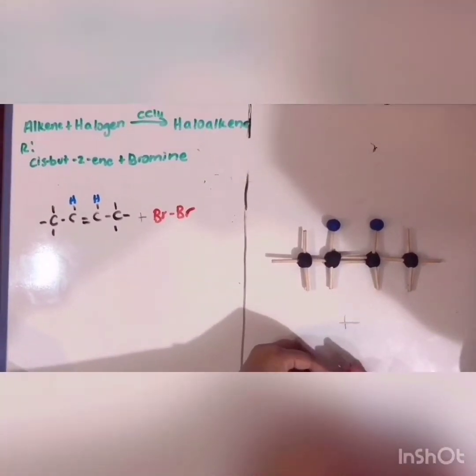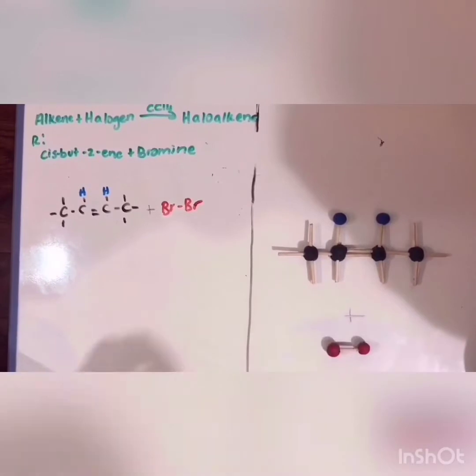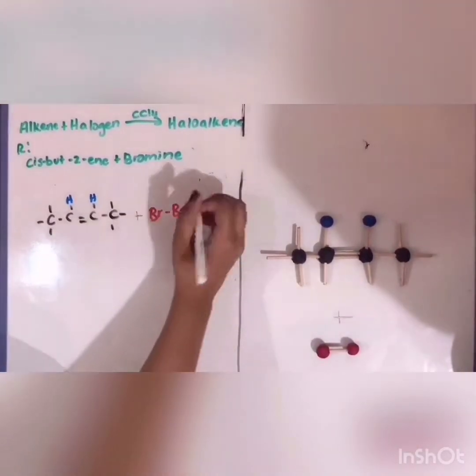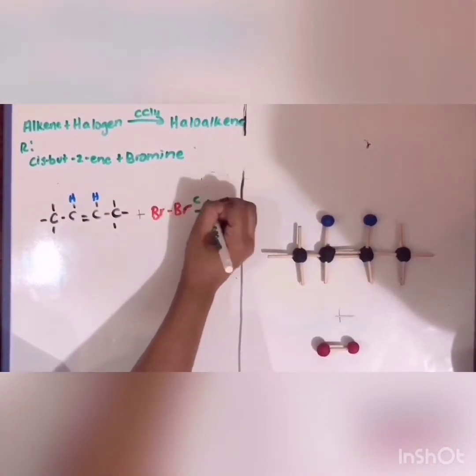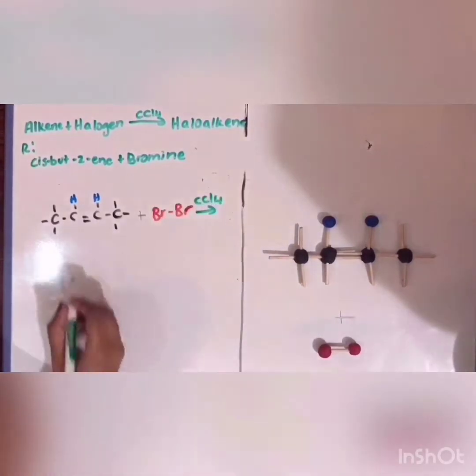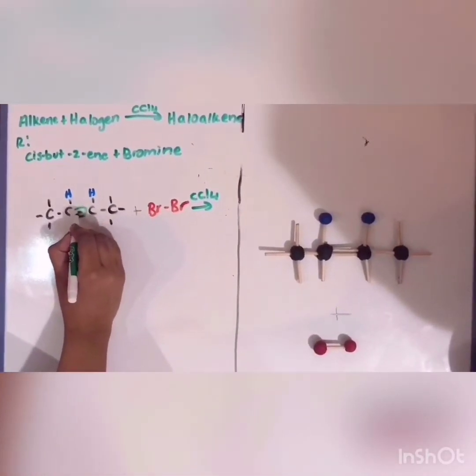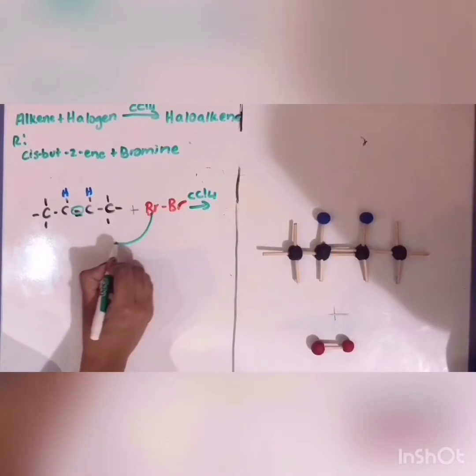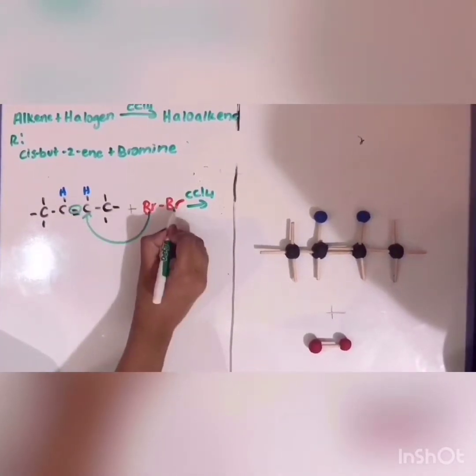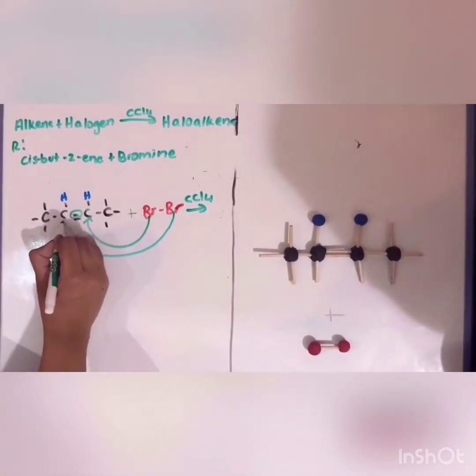Now let's indicate this reaction in the 3D model. We're going to have a catalyst of CCl4, and I didn't mention the purpose of the catalyst before, but basically it is for breaking pi bonds. So when we break the pi bond, one bromine is going to be bonded to carbon 2, and the other bromine is going to be bonded to carbon 3.